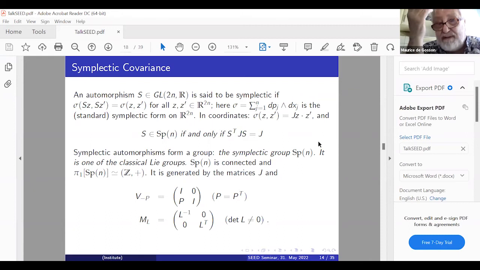So the symplectic automorphisms form a group, which is easy to verify here. It's called the symplectic group, and it's one of the classical Lie groups. So it's a subgroup of GL(2n, R), of course. By the way, all the symplectic matrices have determinant equal to one. But the converse is not true, except in the case n equals one. Okay. Below you see two generators of the symplectic group. You have the V minus P's, sometimes called symplectic shears, and you have the M_L's there, which are rescaling operators. So you obtain a symplectic matrix by multiplying the V minus P's, the M_L's, and the matrix J, and by just scrambling all that. So all the symplectic matrices are generated from these here.